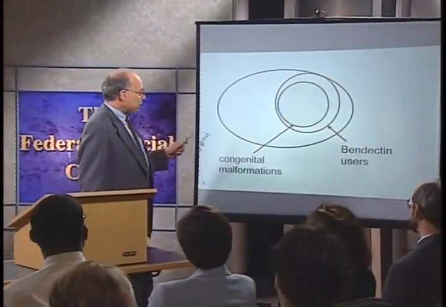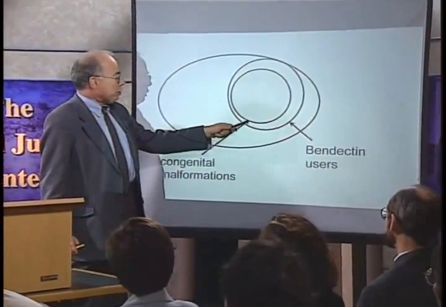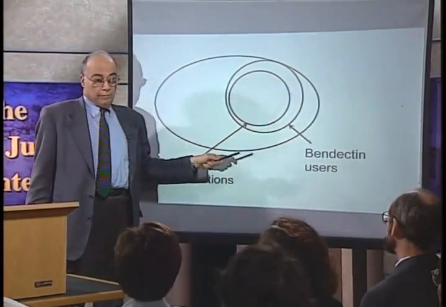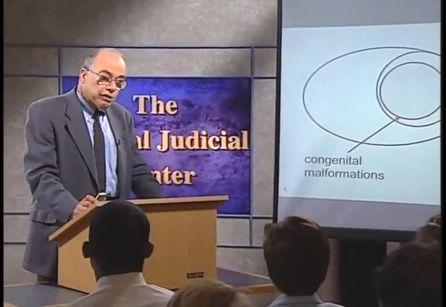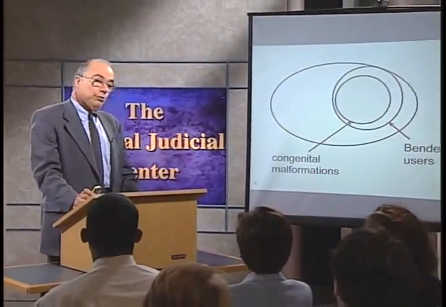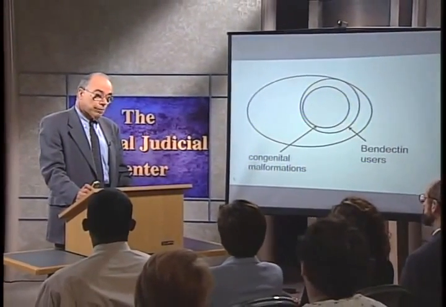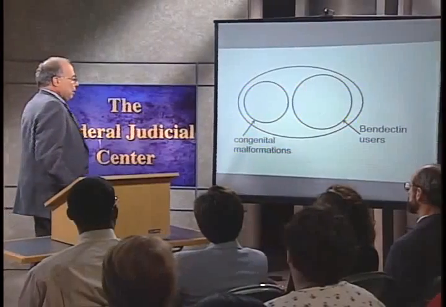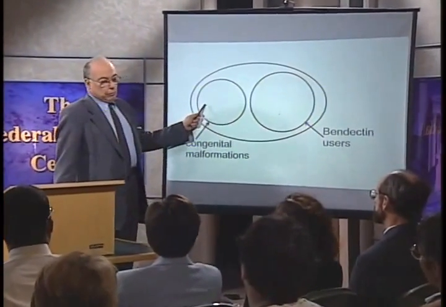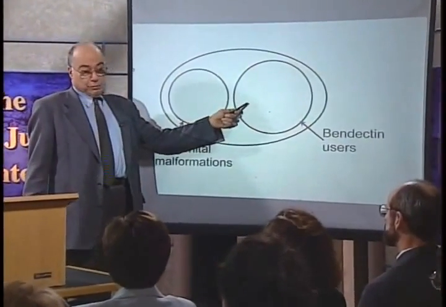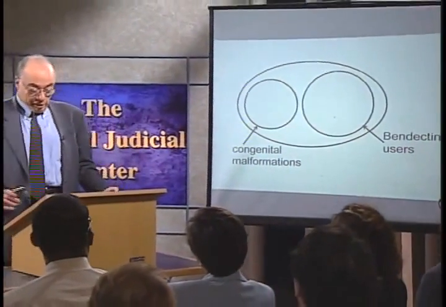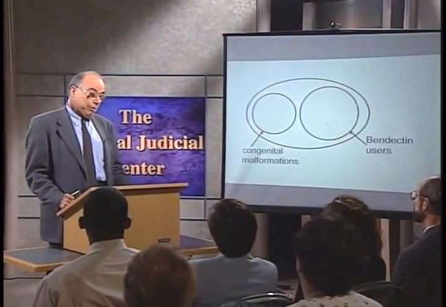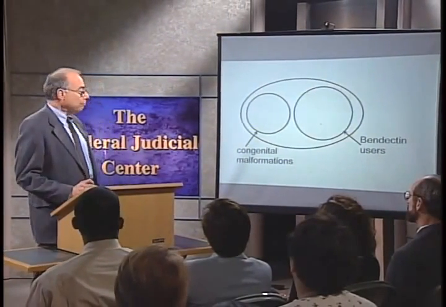In this scenario, we see that all the children with malformations were born to women who used Bendectin, shown schematically here. This would certainly be very strongly suggestive of a relationship between Bendectin use and the risk of malformations. Another possibility is that none of the children with malformations were born to mothers who took Bendectin. They're mutually exclusive circles. And this would be strongly indicative that there's no relationship between Bendectin use and the development of malformations.